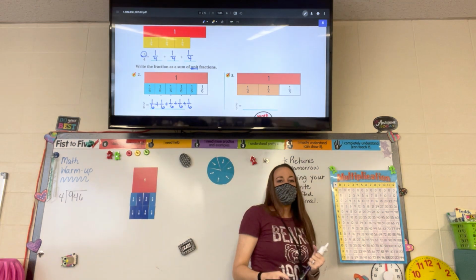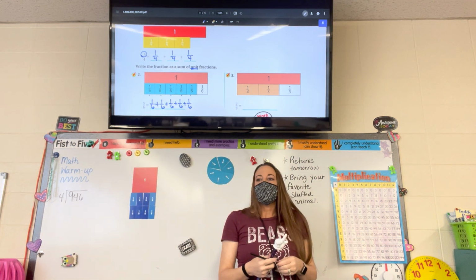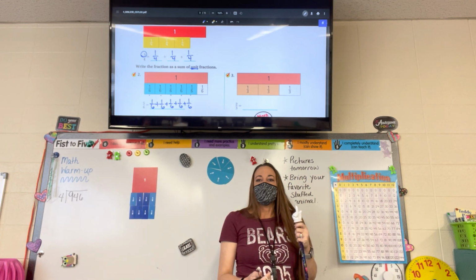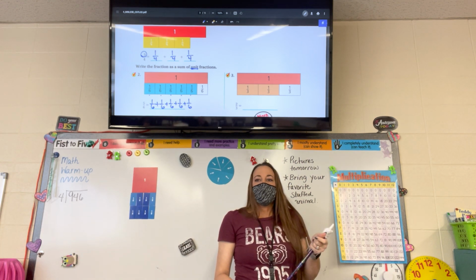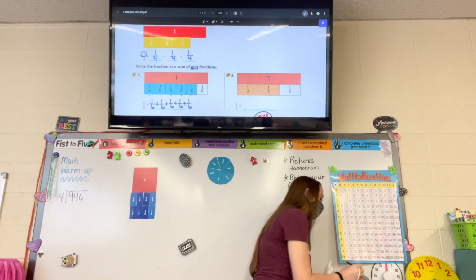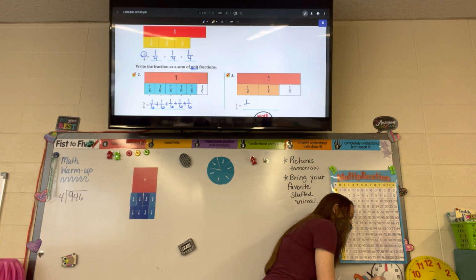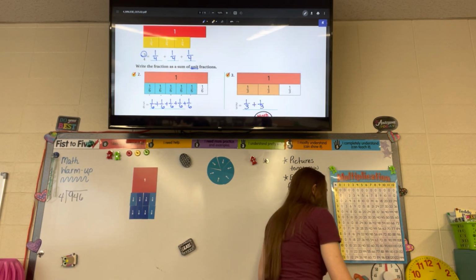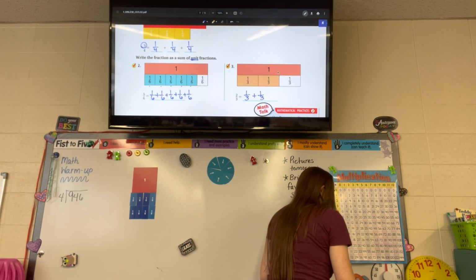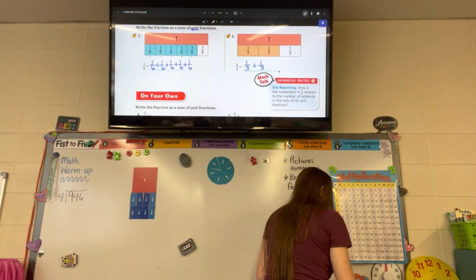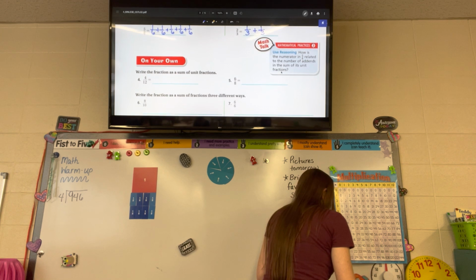2/3 equals what? Raise your hand if you want to answer. Jake. 2/3 equals? 1/3 plus 1/3. Very good. Notice our denominator stays the same, and then we have 1 plus 1 that equals 2.